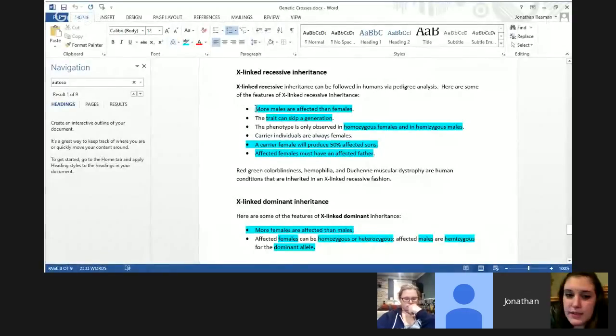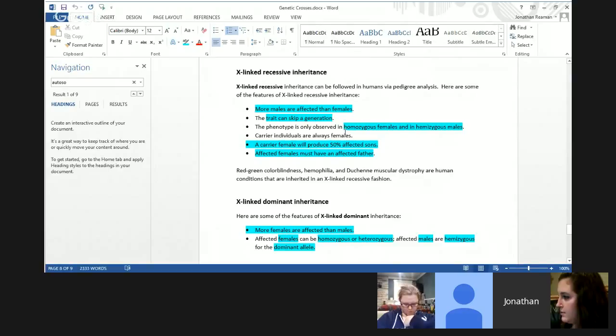So it says more males are affected than females. The trait can skip a generation. And how can you tell if it's homozygous or hemizygous males? Well, males are always hemizygous in the sex chromosomes, because they only have one of each.